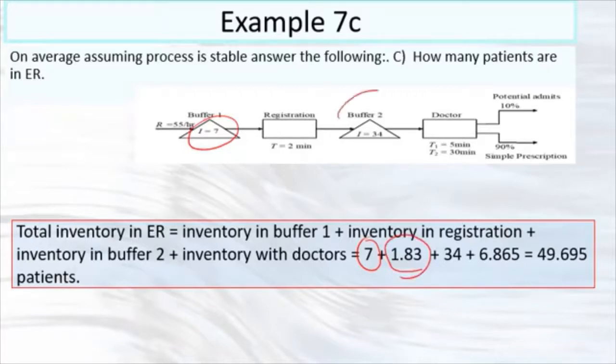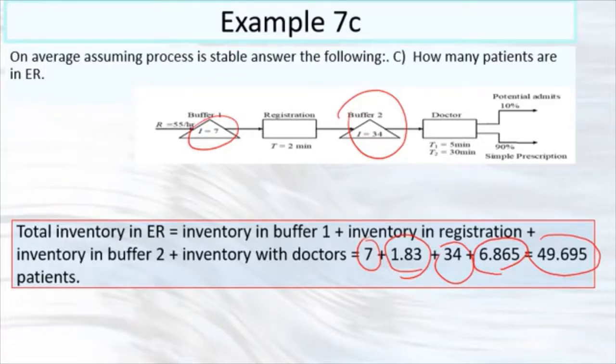And we know for buffer 2, it's 34. For the doctor visit, we've just calculated that sum in the previous slides. So when we sum all this, we're going to get 49.695 patients. So remember, all these numbers are average numbers.